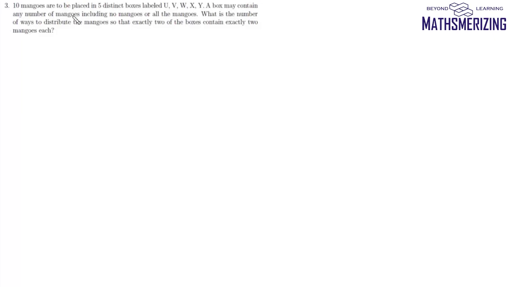Now here the question is: 10 mangoes are to be placed in 5 distinct boxes labeled U, V, W, X, Y. So we have 5 distinct boxes. So one of them is U, V, W, X and Y, and we have 10 mangoes.